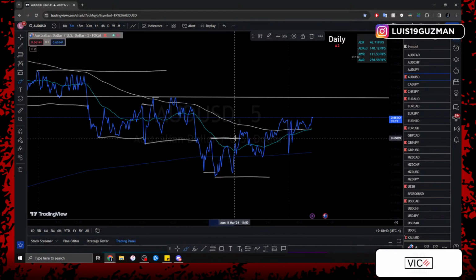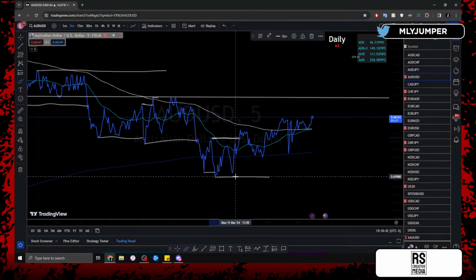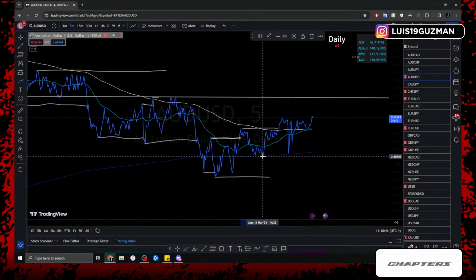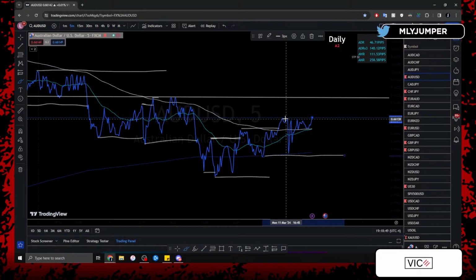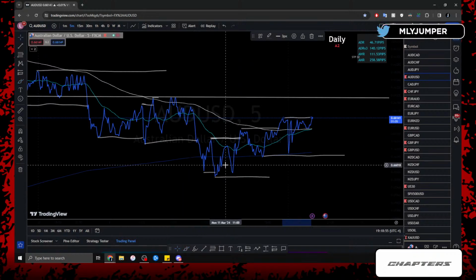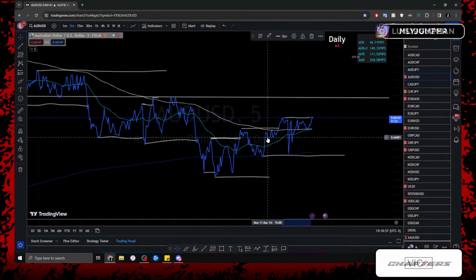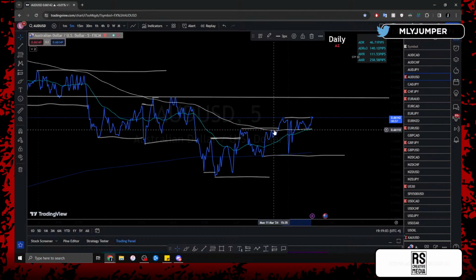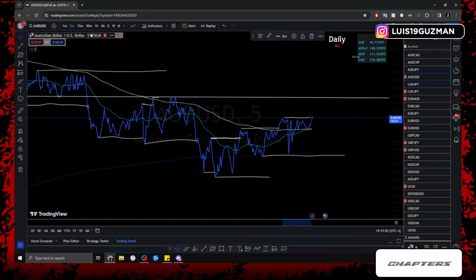then gave us a change of character. So this is the change of character low. This is the break of structure low. So we know that we're trading now between this low and this high, and this high now is what we're trading. So internal structure, we have a change of character and a BOS going counter trend. So I wouldn't be looking to trade this because internally this is going counter trend.